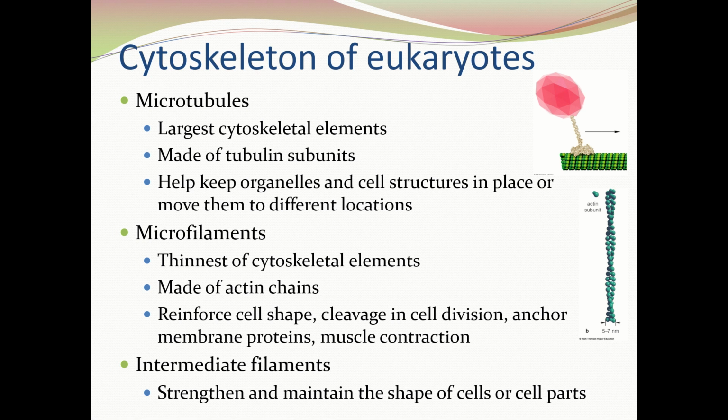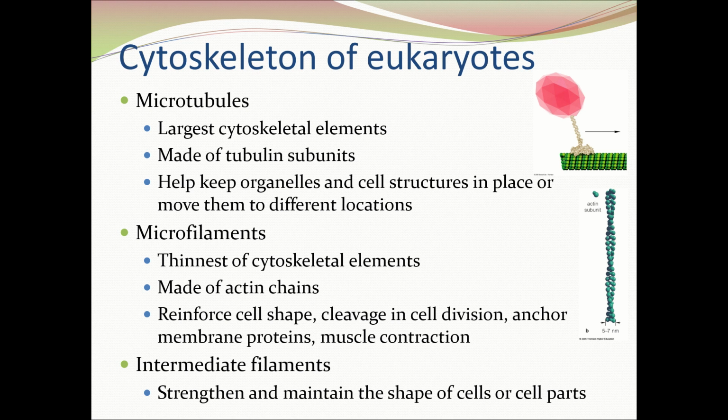Microfilaments are the thinnest of the cytoskeletal elements, and they are made of actin chains, which are composed of little actin subunits. You're going to learn a lot about actin when we get to the muscles, because actin helps the muscles contract. And that's mentioned here under the functions of microfilaments, as is reinforcing cell shape, helping to cleave the cell in division, and anchor membrane proteins.